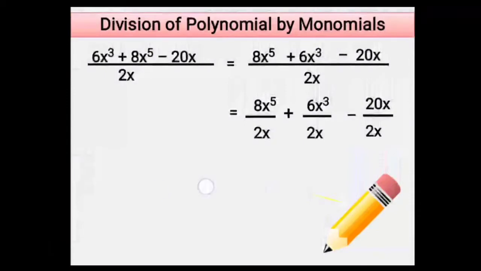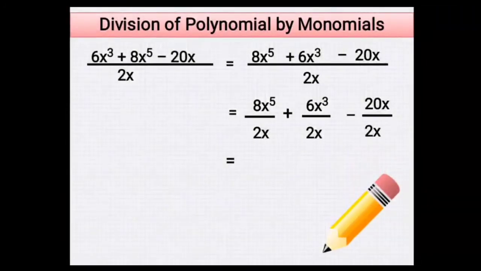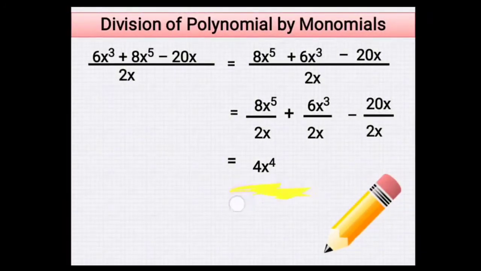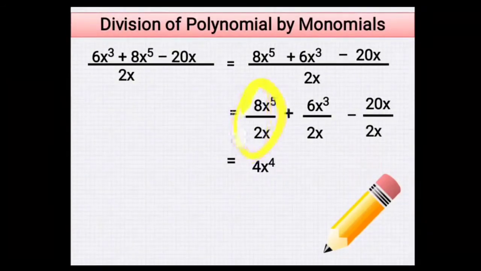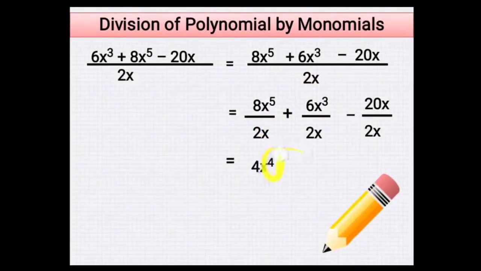Then let's simplify. 8 divide 2 is 4. Then subtract the exponent of x. 5 minus 1 is 4. So we will be having 4x to the 4th power. Okay? 8 divide 2 is 4. Then copy the variable x. Then subtract 5 minus 1 is 4.